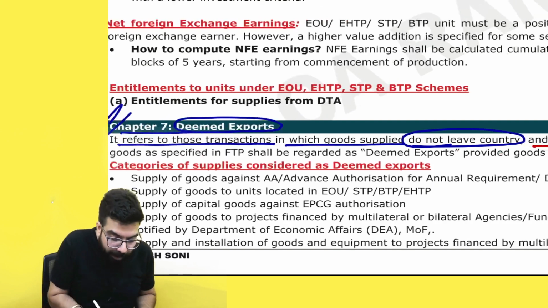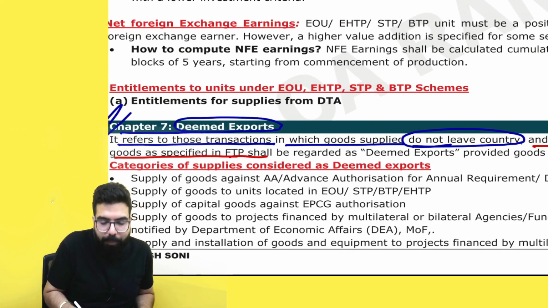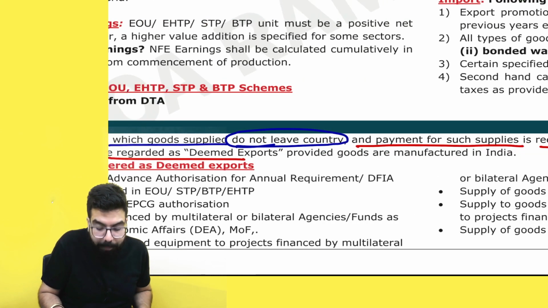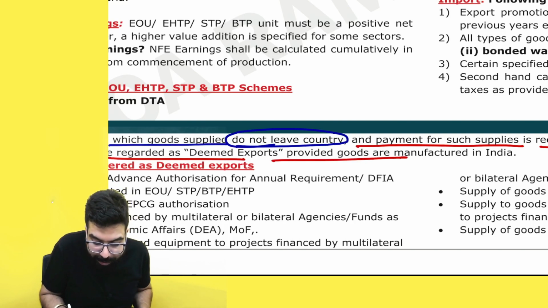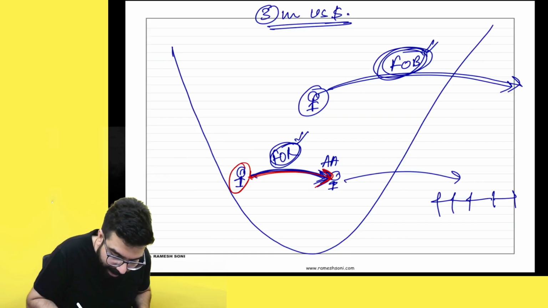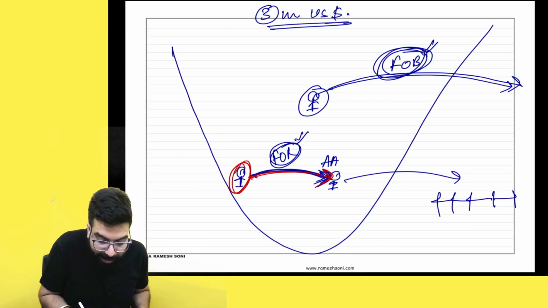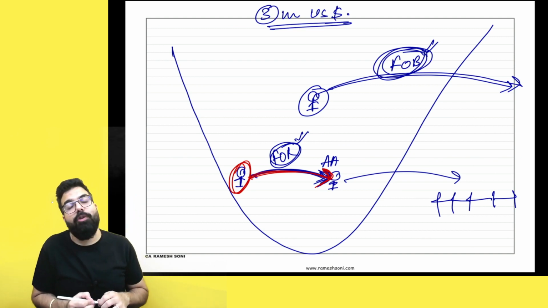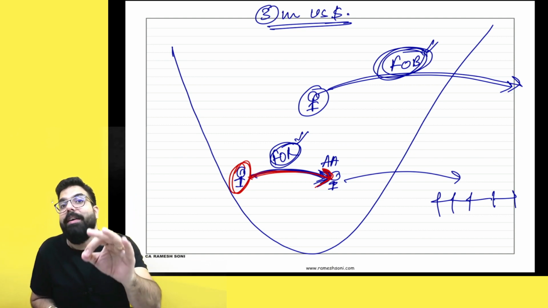Supply of goods as specified in the foreign trade policy shall be regarded as deemed export, provided goods are manufactured in India. So if this guy has manufactured the goods in India and he has done certain category of supplies, those category of supplies will be known as deemed export supply.